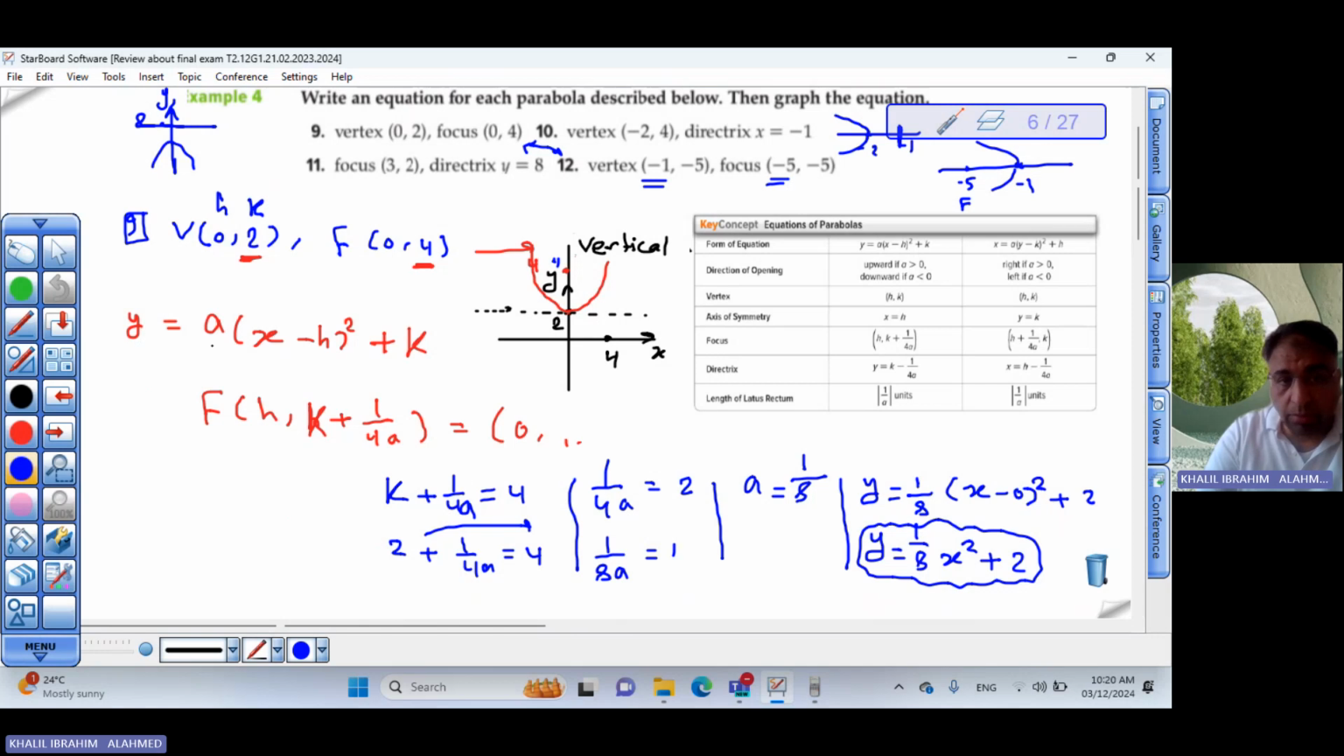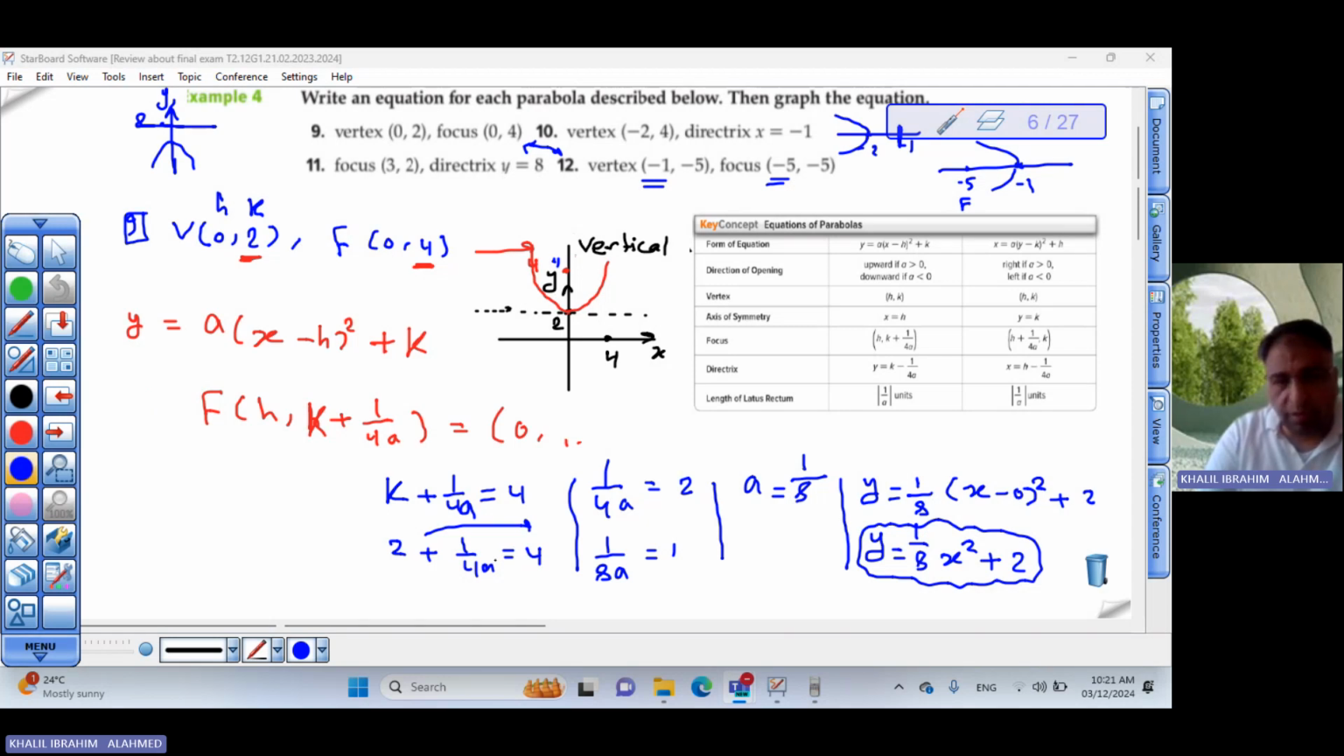H, K and A to write the equation of the parabola. Already here, H is 0, K is 2. It's easy. We need to determine A. K plus 1 over A equals 4. This is the equation. Maybe you can use shift solve to get the answer. Here, 1 over A equals 2, so 1 over 8 equals 1, or maybe A equals 1 over 8.